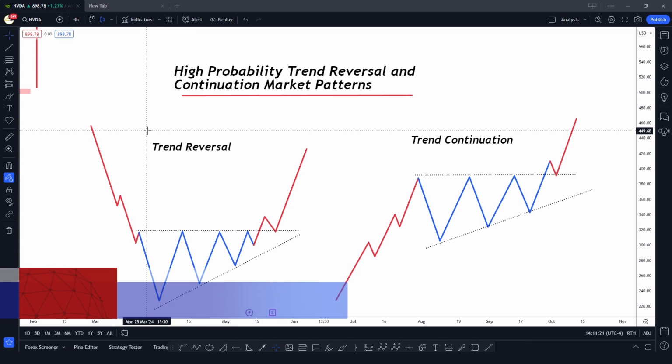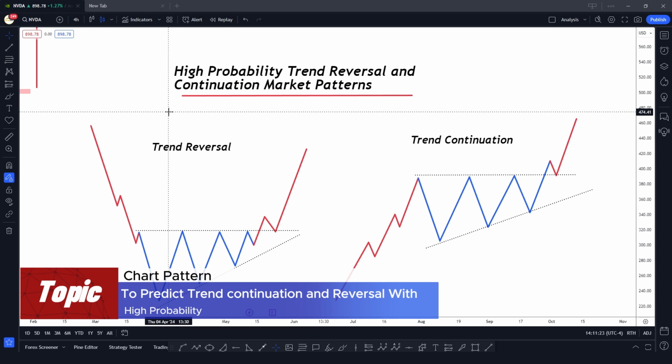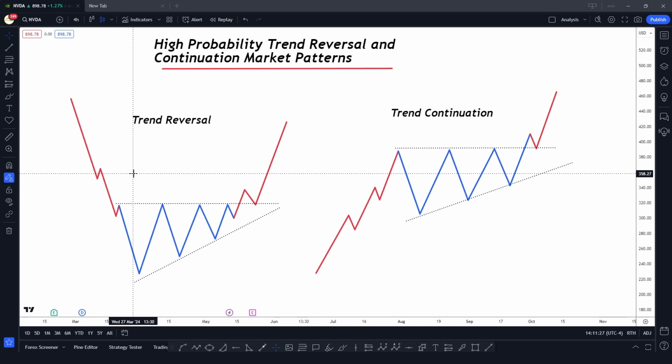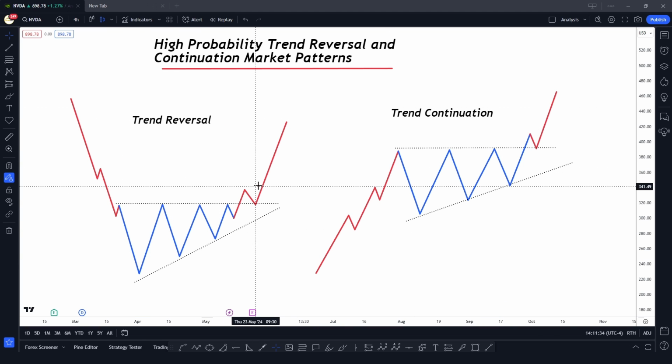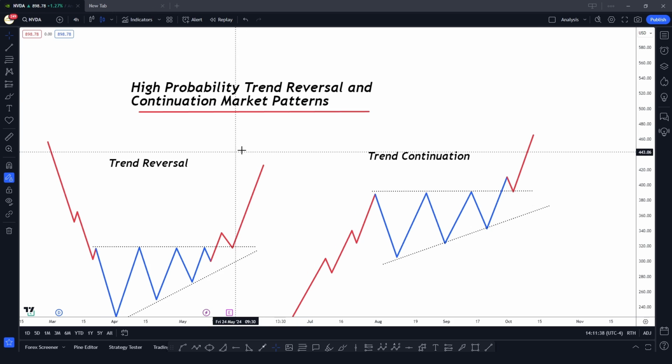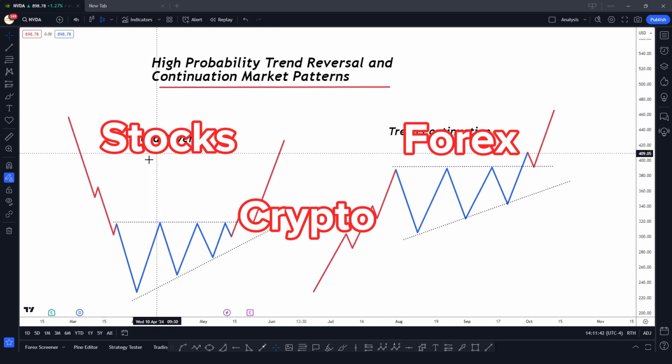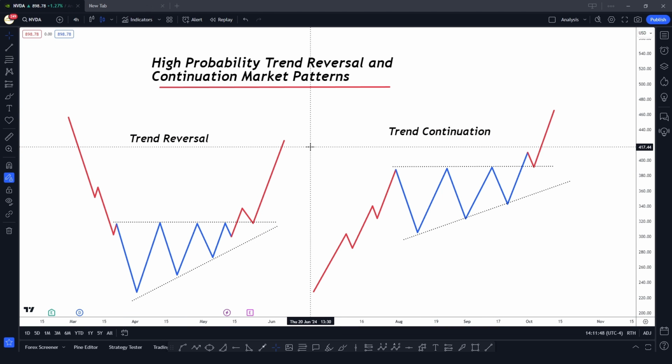In this video, I have brought you a very simple yet very effective chart pattern that you can use in your trading to predict with high probability about the trend continuation or trend reversal. And this chart pattern works in all the markets, be it stocks, Forex, crypto. You will find this pattern working in all these markets. So without any further ado, let's get started.